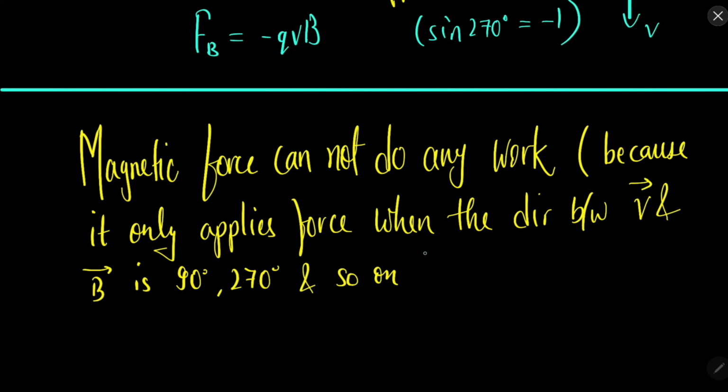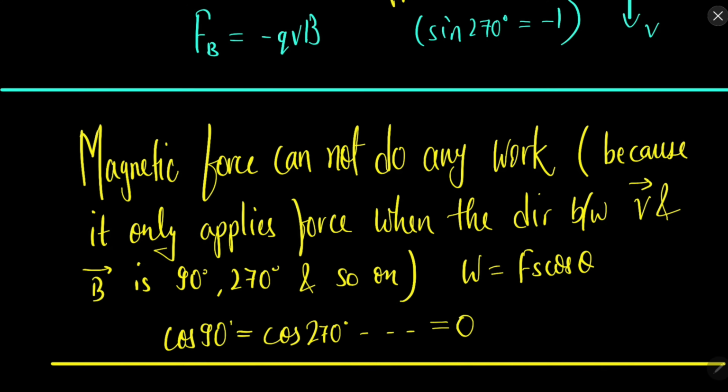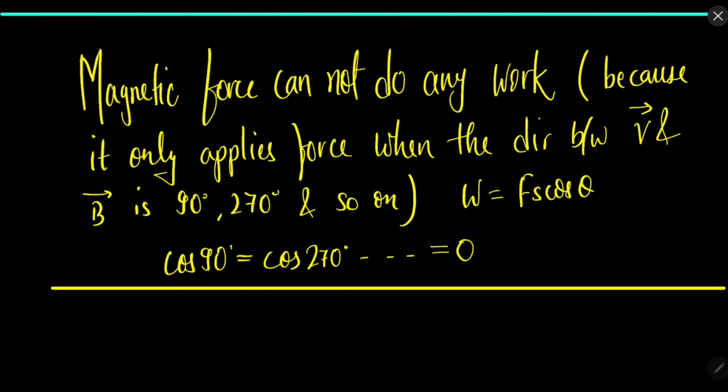So we know that work done is Fs cos theta. So cos 90, cos 270 and so on, they are equal to 0. So work done will be 0 because the force is applied perpendicular to the velocity.